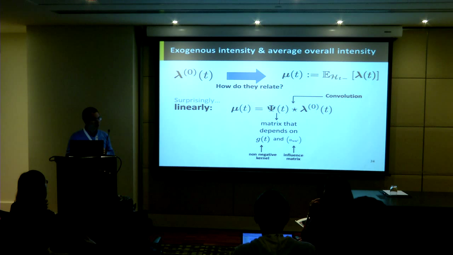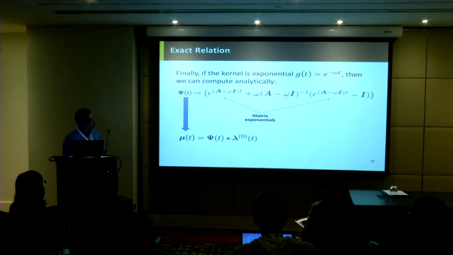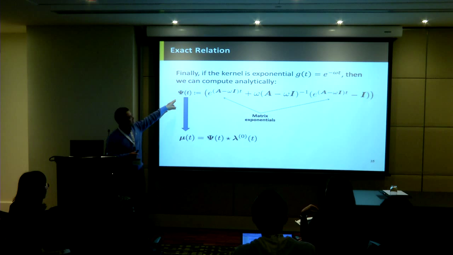So essentially, this is a matrix phi here, which is going to vary over time. This matrix phi is related to this influence matrix, this network structure, how people are influencing each other, and also this kernel function used in this Hawkes process. And then you just convolve this matrix with this vector of external incentives, okay? So the exact form of this phi involves some matrix exponential. If you pick this kernel to be e to the minus omega t, then this phi matrix is going to be e to the power of (A minus omega I) times t, and then you also have some kind of matrix inversion there, (A minus omega I) inverse, times this matrix exponential again. So essentially, this is exactly the phi I showed you in the last slides.